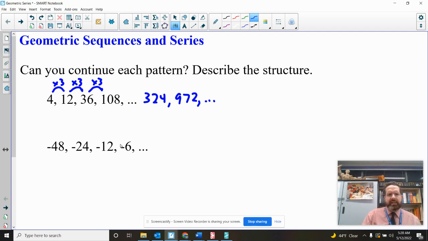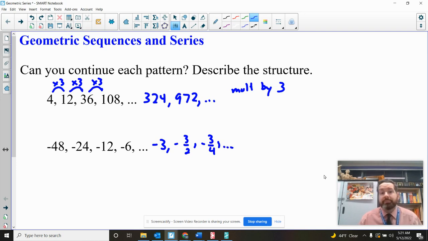Let's now take a look down here. I'd like you to do the same thing. Okay, so I can see here that the size of my numbers is getting smaller. So negative 48, negative 24, negative 12, negative 6. The next numbers I'm getting are negative 3, negative 3 over 2, negative 3 over 4, and then continuing that on and on. So in terms of size, these are getting pretty small, very close to 0. Two ways to think about it. You can think about it as a division by 2.